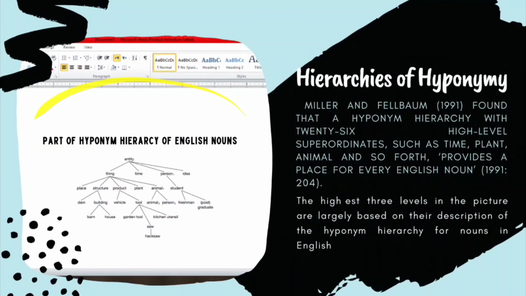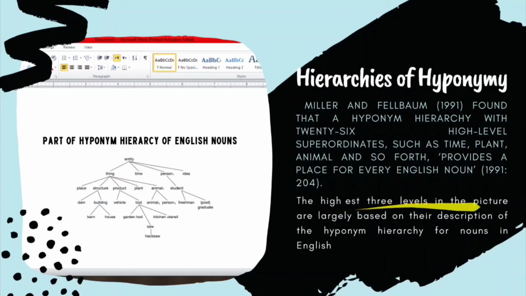Next, this is a part of the hyponym hierarchy of English nouns. This was found by Miller and Fellbaum, 1991. They found that a hyponym hierarchy with 26 higher-level superordinates, such as time, plants, animals, and so forth, provides a place for every English noun.